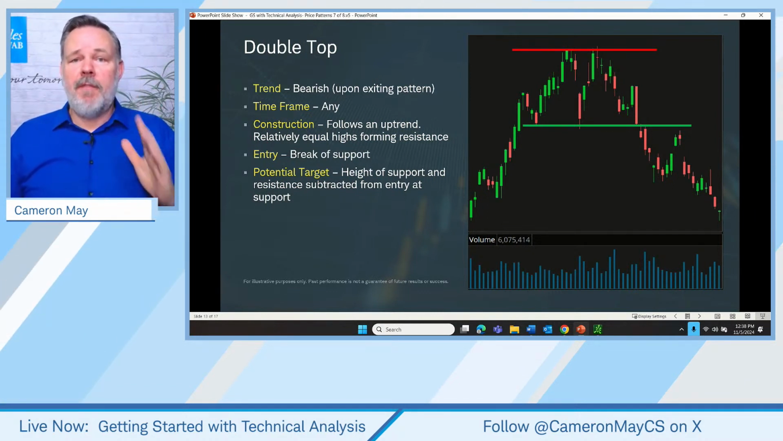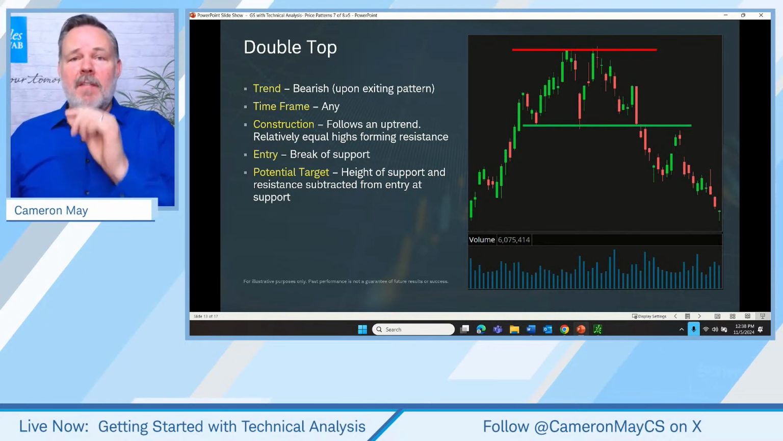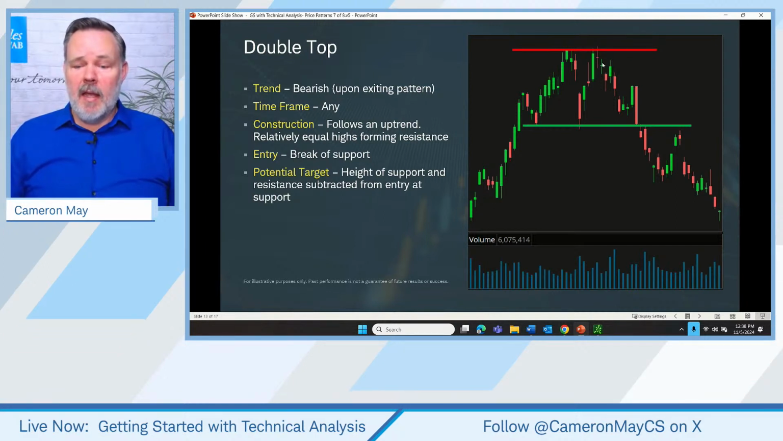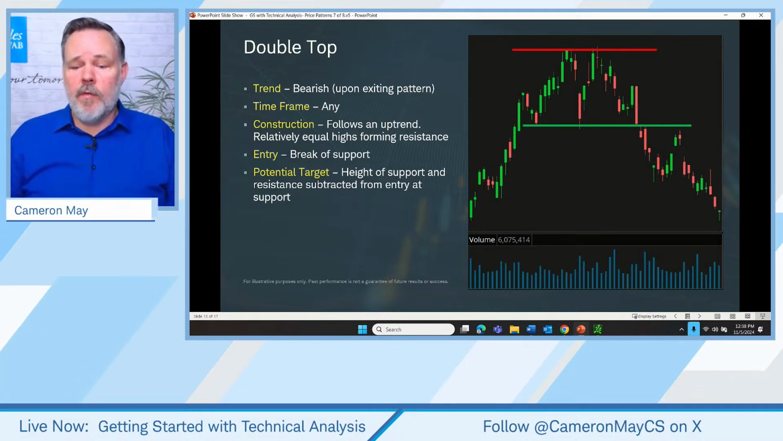But the construction is fairly straightforward. A double top follows an upward trend. And at the peak of that upward trend, we see two relatively equal highs that form a resistance. So in our graphic here, we see an upward trending stock that ran up and hit a peak, pulled back down to a low, and as it attempted to rally, it got up to a similar peak and started to sell off again, thus giving it the name double top.